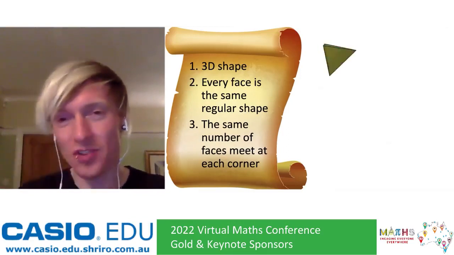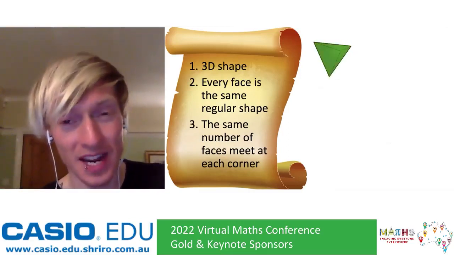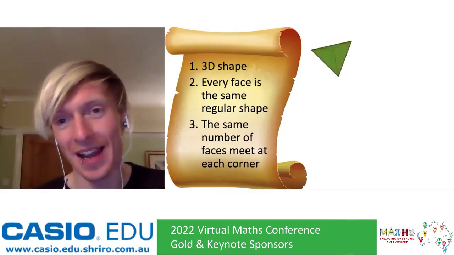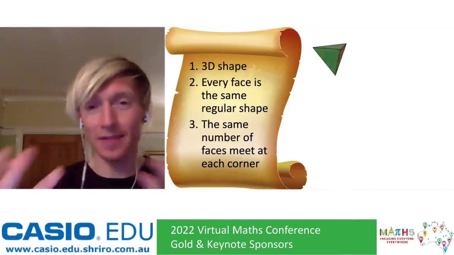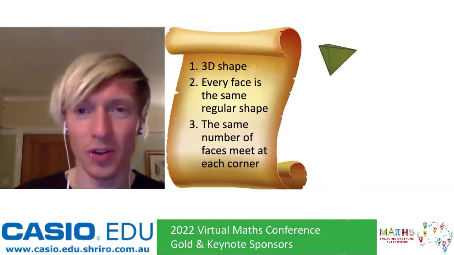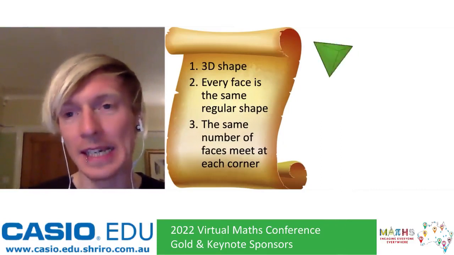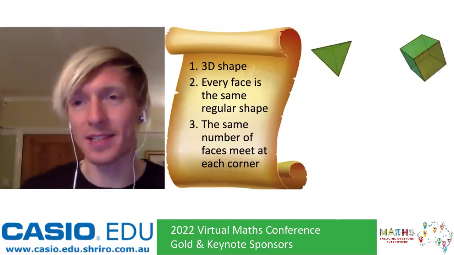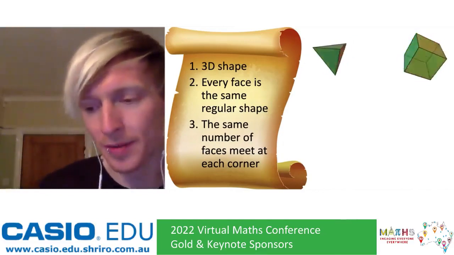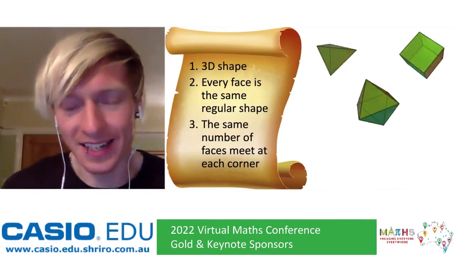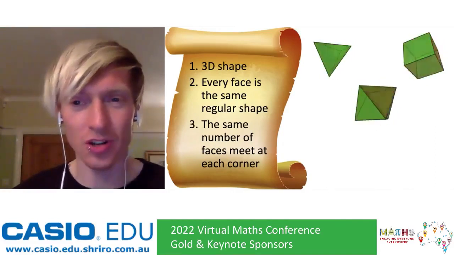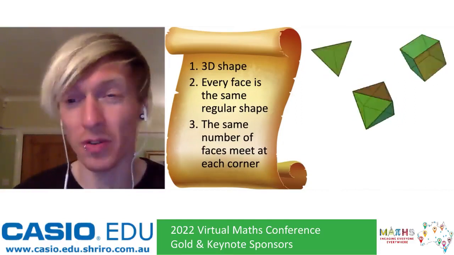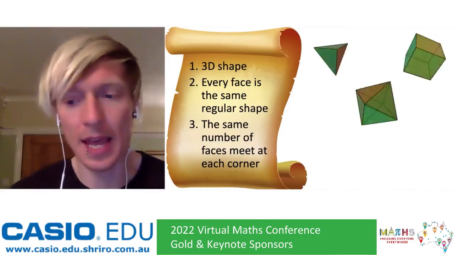So tetrahedron is going to be the one with the fewest number of sides, or a triangle-based pyramid, as lots of students seem to refer to it. So again, it's 3D. Every face is a triangle, and at every corner you've got 3 triangles joined together. You've got the cube, which is perhaps the most common one. Again, 6 squares, and you've got 3 joining every corner. I heard someone say 8-sided. That's an octahedron, where every face is a triangle, and at every corner you've got 4 faces meeting.